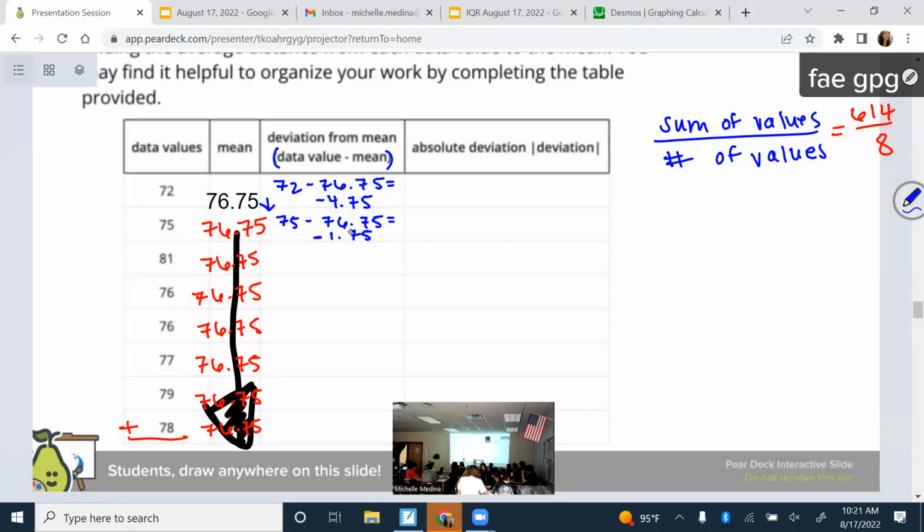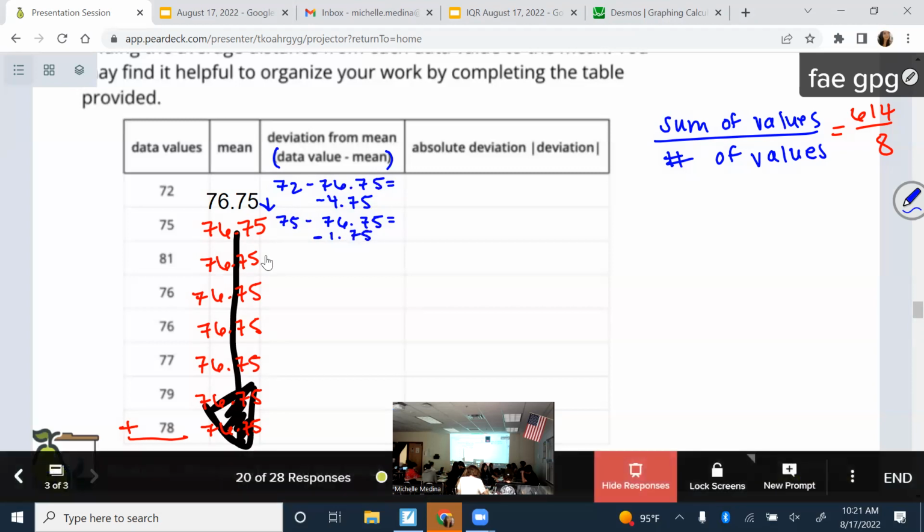Do that for the rest of them. You don't necessarily have to write the subtraction problem over and over again, but I want you to write it for at least the first ones in your notes, so that way you know where these numbers came from. All right, so find the rest and then fill in this column.